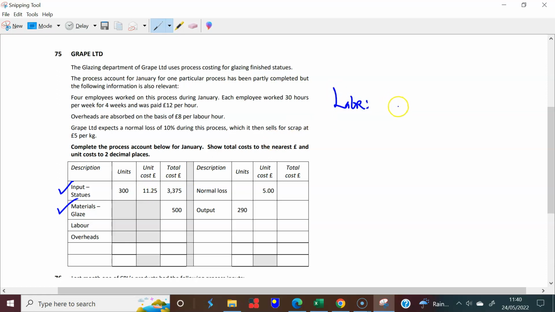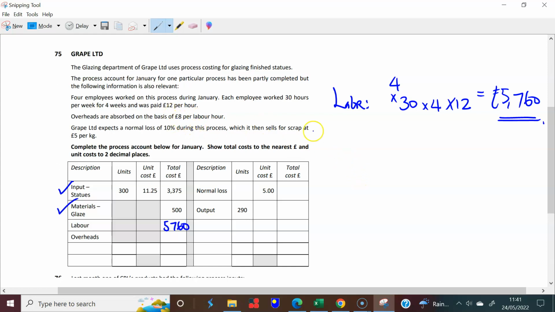And what we have here is that we're told that we have 4 employees who worked on the process. Each employee worked 30 hours per week for 4 weeks and were paid £12 an hour, right? So we have a total of 4 times 30 times 4 times 12. So we have a total of £5,760, if you like, as the labor rate, 5,760, right?